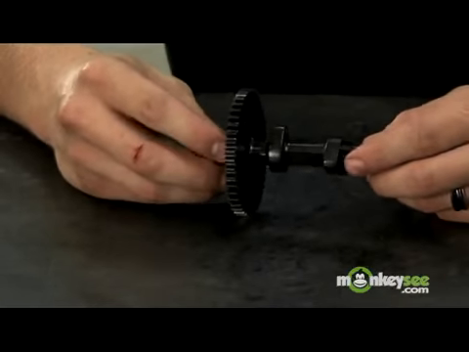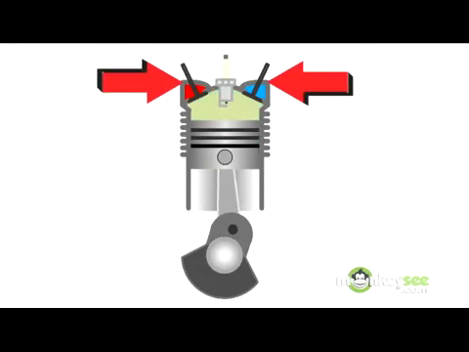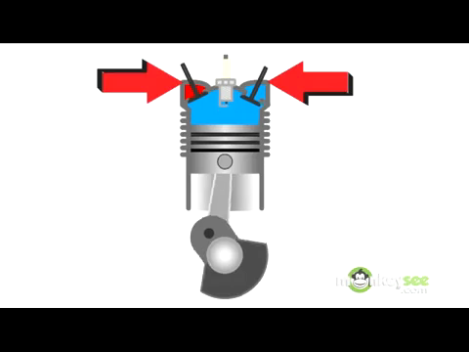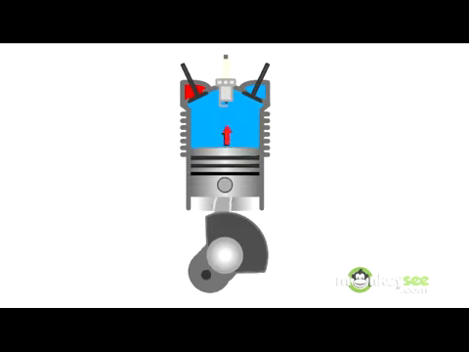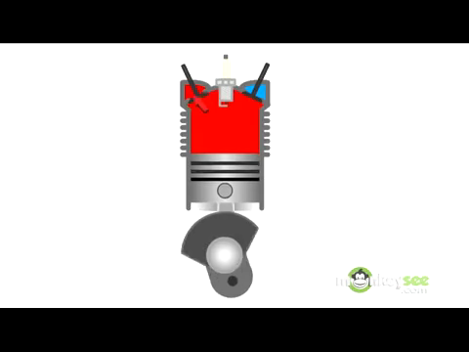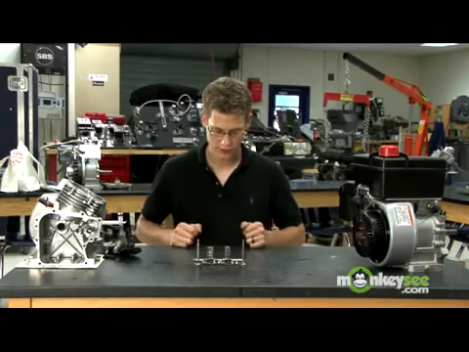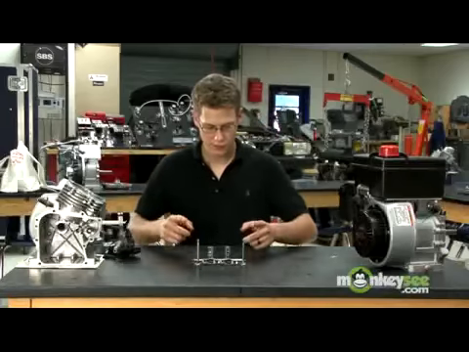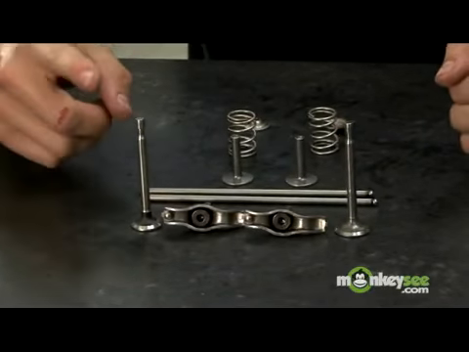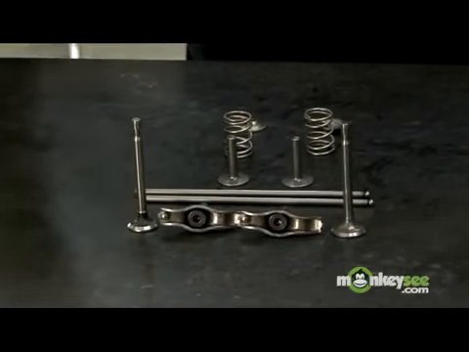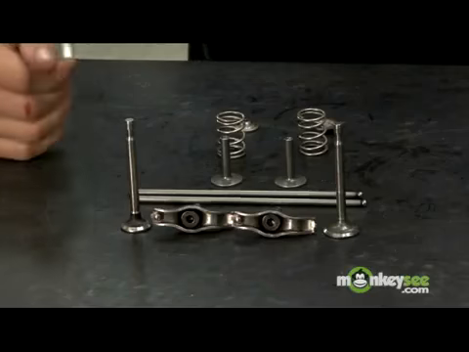These 2 lobes help lift the lifters, which in turn open and close the corresponding inlet valve and exhaust valve, which brings gas and air into the combustion chamber and pushes exhaust gases out of the combustion chamber. The final component of the mechanical system I'm going to illustrate is the valve system. This valve system consists of 2 valves. We have our inlet valve, which brings gas and air into the combustion chamber, and the exhaust valve, which expels the exhaust vapors out of the engine to prepare it for its next cycle.